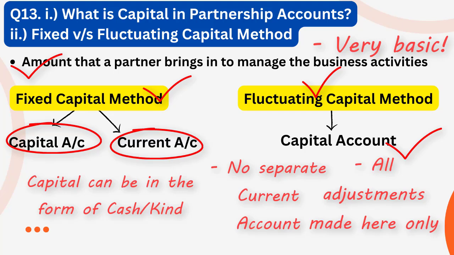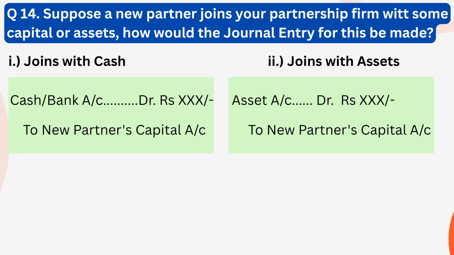So if you see, fixed accounts method is suitable when partners don't frequently change their capital and want to track their profit or loss separately. Otherwise, fluctuating capital accounts method works better. Okay, moving on to the next question.